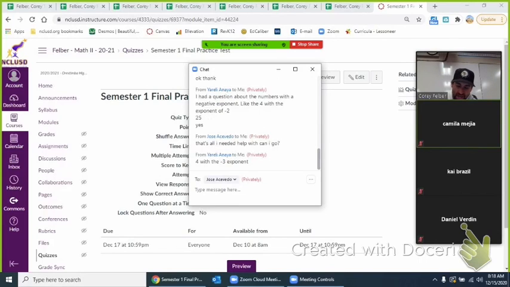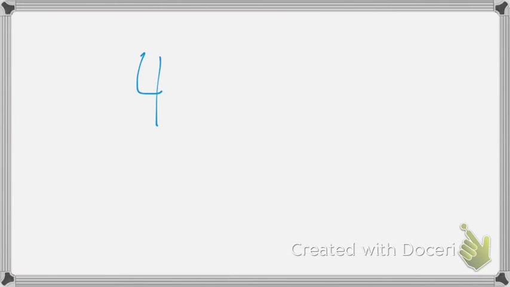Four with the negative 3 exponent. Perfect. I just wanted to do something that was bigger than a 2. So if we did 4 to the negative 3 power, remember what that really is, and I didn't write this step last time, but it's just 4 to the positive 3 power, and then we put it underneath a 1 in a fraction.